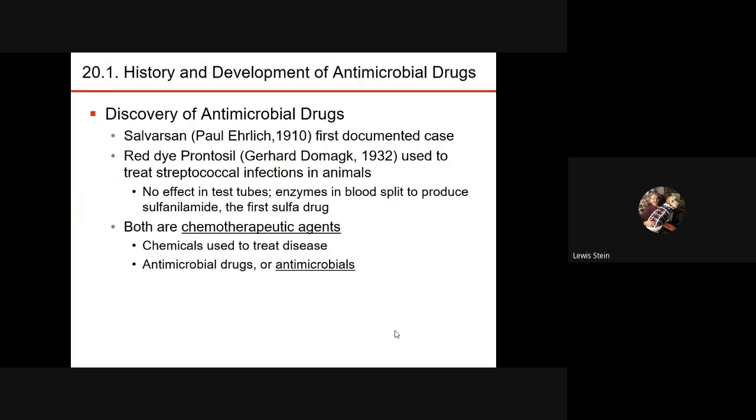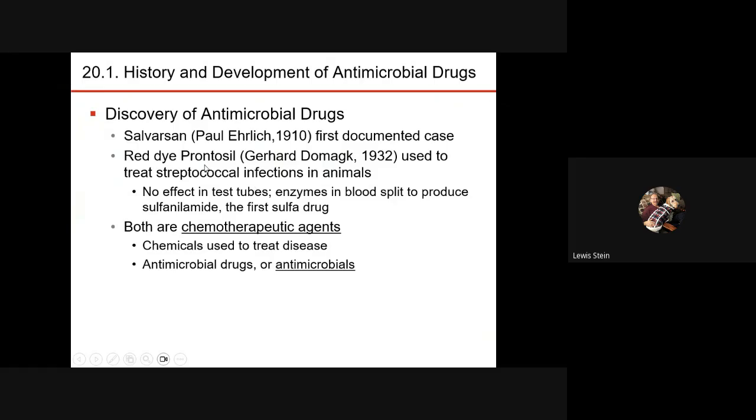Here's another one. Great agent you're going to find. You're going to use a variation of this agent all the time, believe it or not, for what we call community-acquired MRSA. Something you're all going to see, whether you're doing it in healthcare or somebody in your orbit has it. Okay? There was a red dye that they were treating strep infections in animals with, called Prontosil.